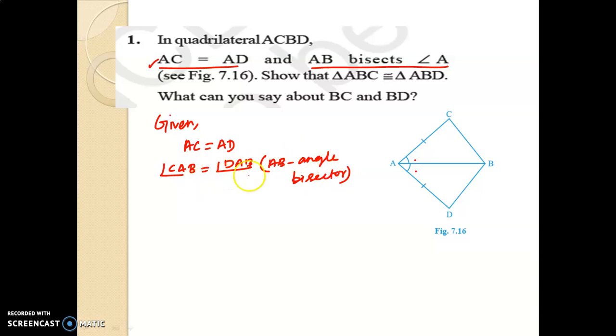Angle bisector means they are equal. This is already given, and we have to show that triangle ABC is congruent to triangle ABD.